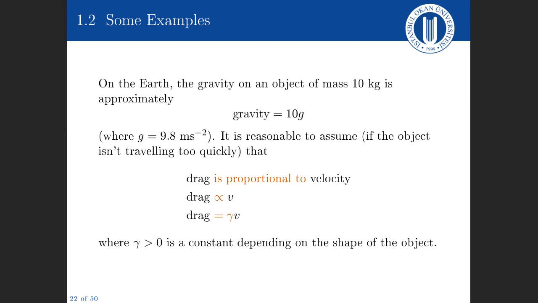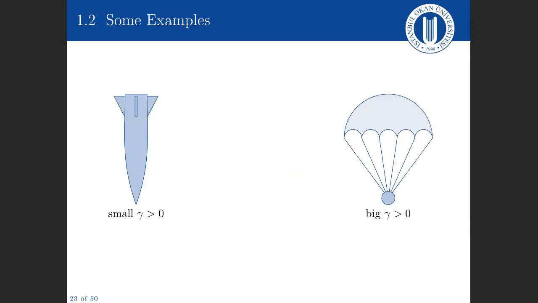It's reasonable to assume, as long as the object isn't traveling too quickly, that drag is proportional to velocity. Proportional means drag is equal to some constant multiplied by velocity, where our constant gamma is a positive constant which depends on the shape of the object. If we have a streamlined object, we'd expect gamma to be a small number. If we had an object which is not streamlined, such as a parachute, we would expect gamma to be a big number. For our example, let's just put a number in. Let's suppose that gamma is 2 kilograms per second.